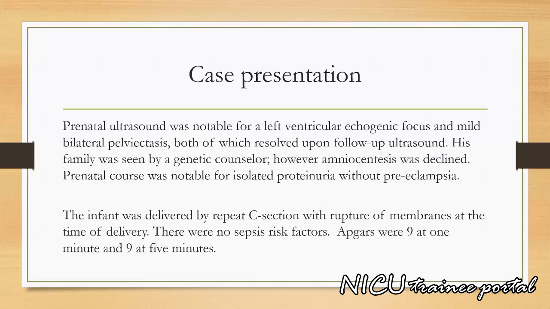Prenatal ultrasound was notable for a left ventricular echogenic focus and mild bilateral pelviectasis, both of which resolved upon follow-up ultrasound. His family was seen by a genetic counsellor, however amniocentesis was declined. Prenatal course was notable for isolated proteinuria without preeclampsia. The infant was delivered by repeat caesarean section with rupture of membranes at the time of delivery. There were no sepsis risk factors. APGARs were 9 at 1 minute and 9 at 5 minutes.